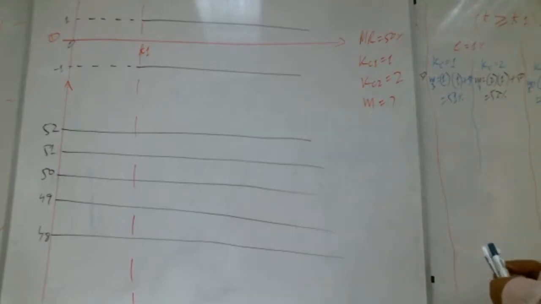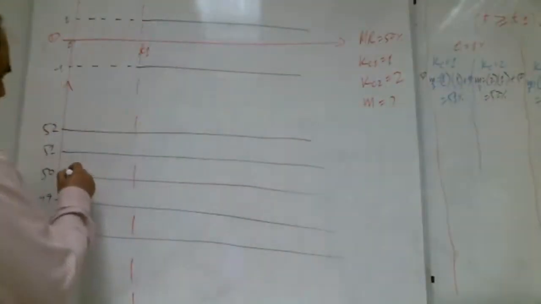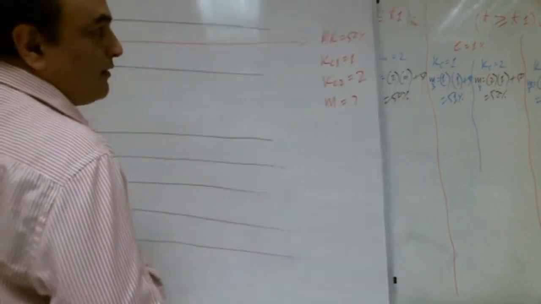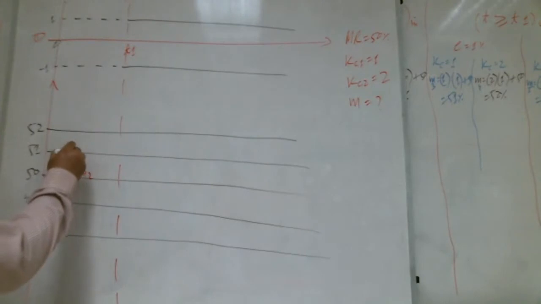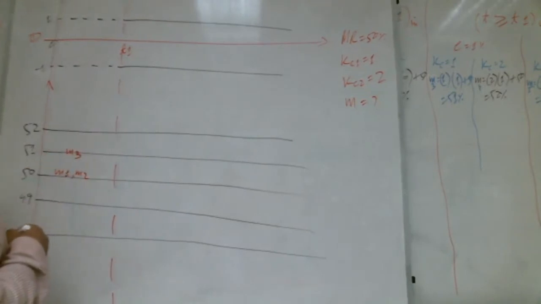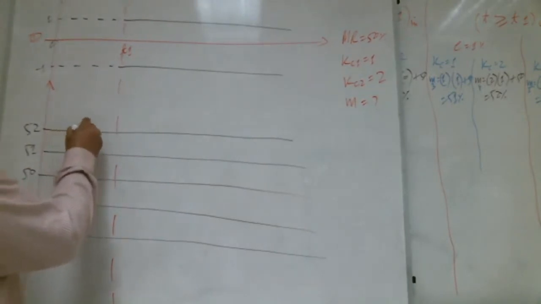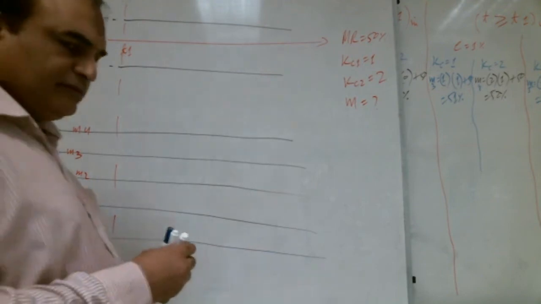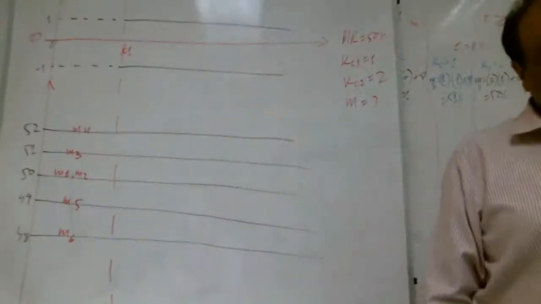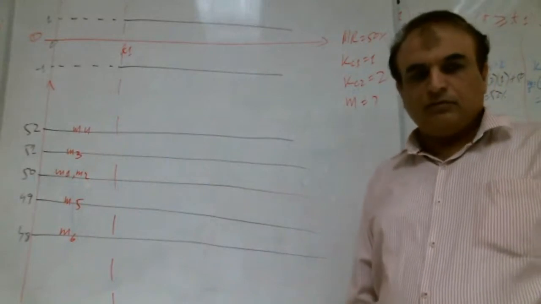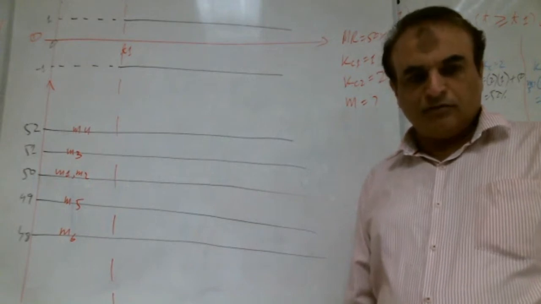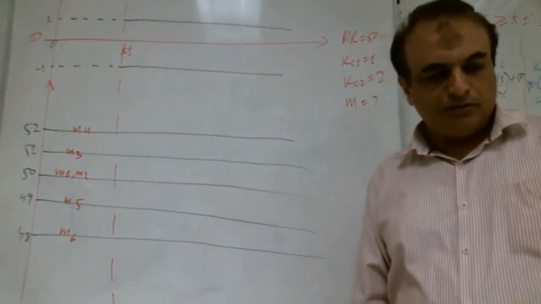Yes, no problem. We will say M1 and M2 both have this. Then M3 is 51, M4 is 52, M5 is 49, and M6 is 48. Now is it correct? No, teacher. 50 is from 0 to T1, and M3, M4, M5 and M6 are from T1 to infinity.